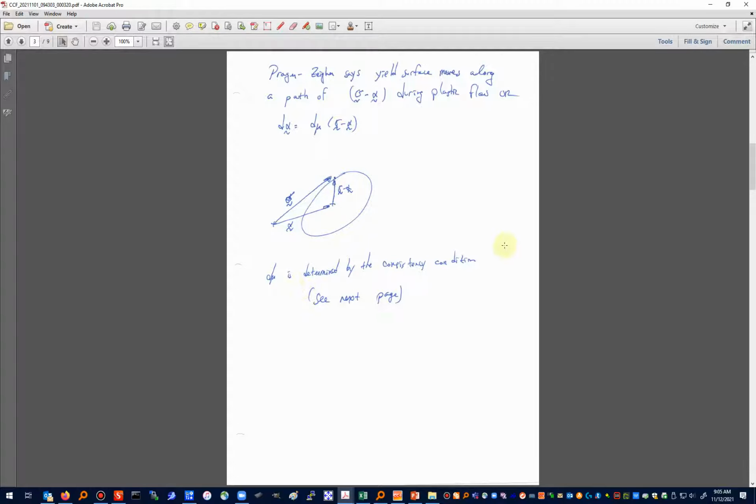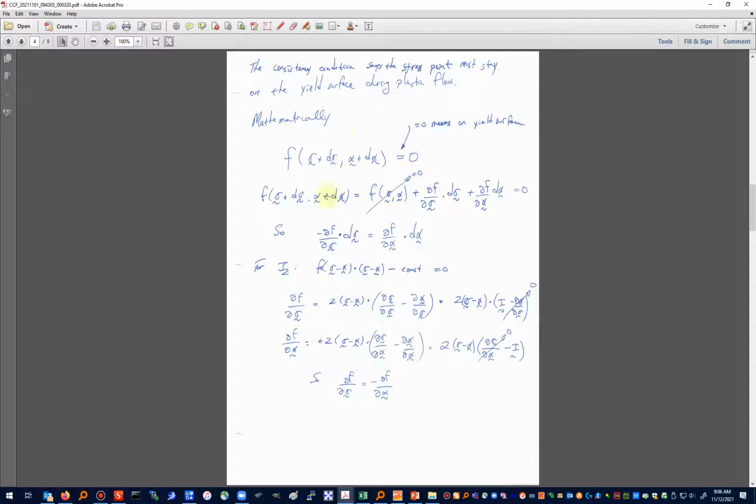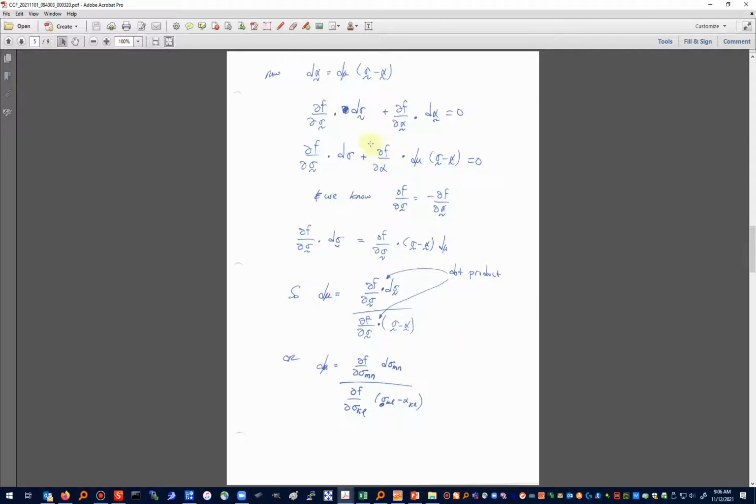Now d mu is determined by the consistency condition, which says that the current stress point must stay on the yield surface during plastic flow. And if we go through the consistency condition, we can show that partial of f with respect to sigma is equal to minus partial of f with respect to alpha. We're going to use that information in order to come up with d mu, which is going to be partial of f with respect to sigma dot d sigma, over partial of f with respect to sigma dot sigma minus alpha, or in index notation we can write it as such.